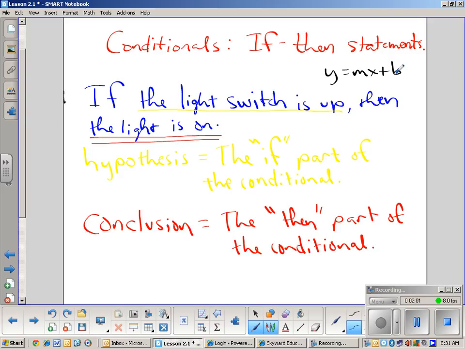Okay? Here, the light switch is up is the hypothesis. It's not if the light switch is up. So when they ask you to identify the hypothesis, don't say the word if as part of the hypothesis. It tells us where to find it, but it's not part of it. The hypothesis is the light switch is up. The conclusion is the light is on. Okay?